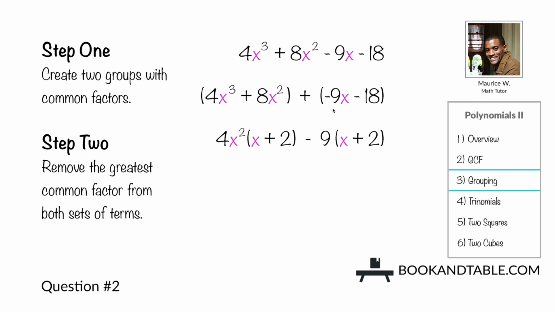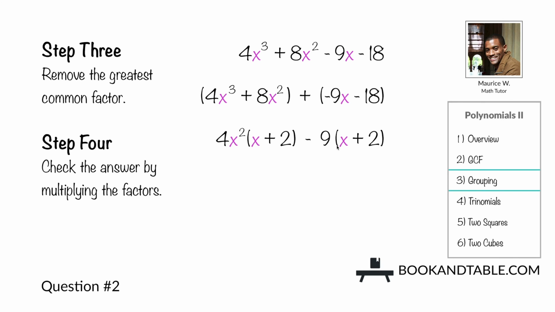For our second set of terms, negative 9x minus 18 have a common factor of negative 9, which we remove, leaving us with negative 9x divided by negative 9, which is x, and negative 18 divided by negative 9 is positive 2 on the inside. And now we see here that x plus 2 is a common factor, so the third step is to remove that common factor from these terms, giving us x plus 2 as one factor, and 4x squared minus 9 as our second factor. So when we factor 4x cubed plus 8x squared minus 9x minus 18, we wind up with 4x squared minus 9 times x plus 2.